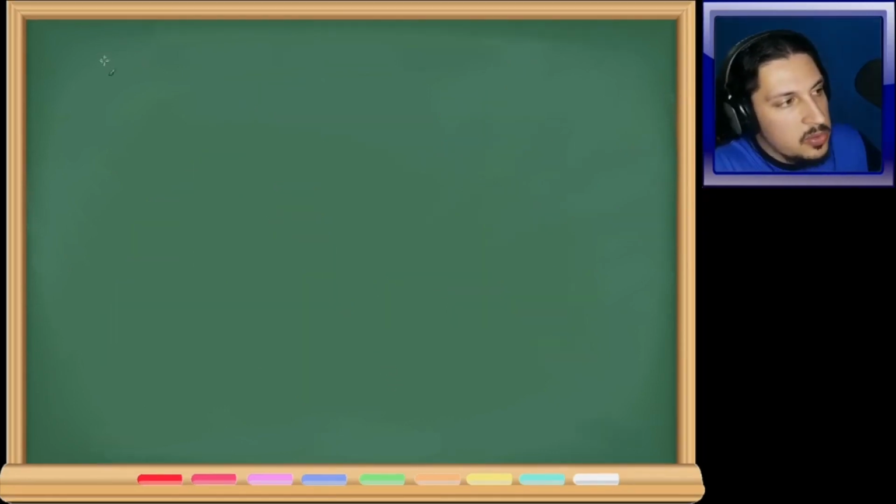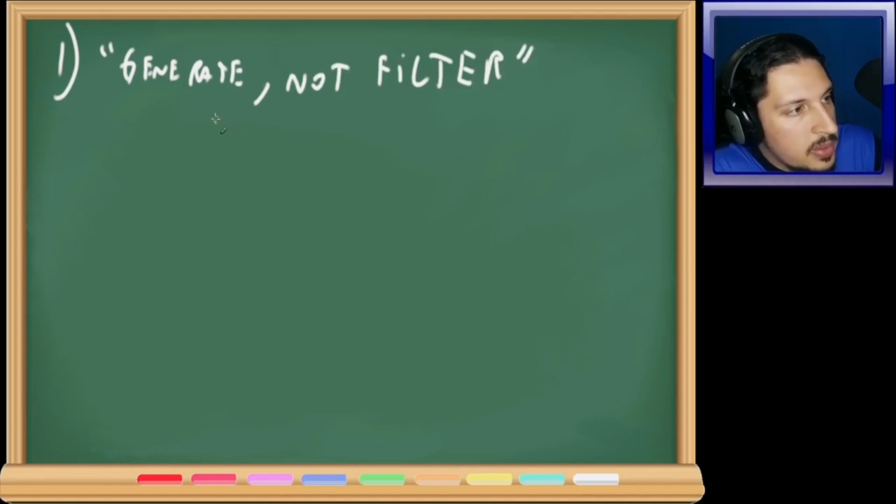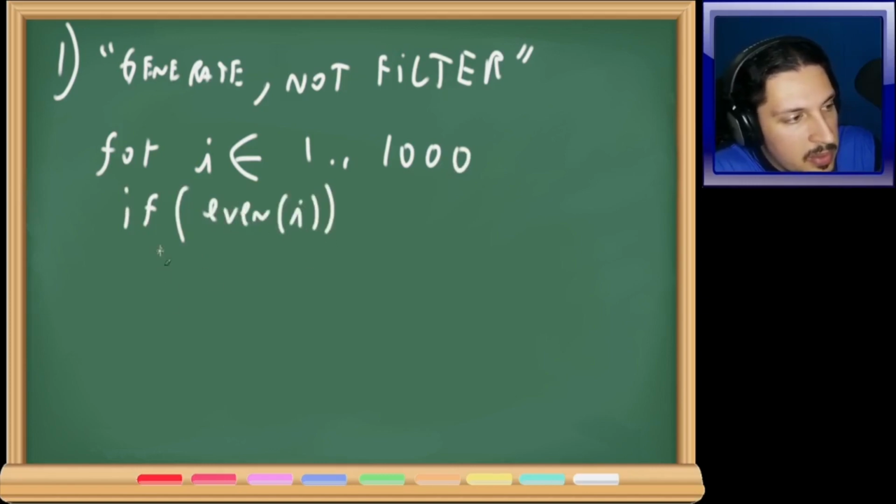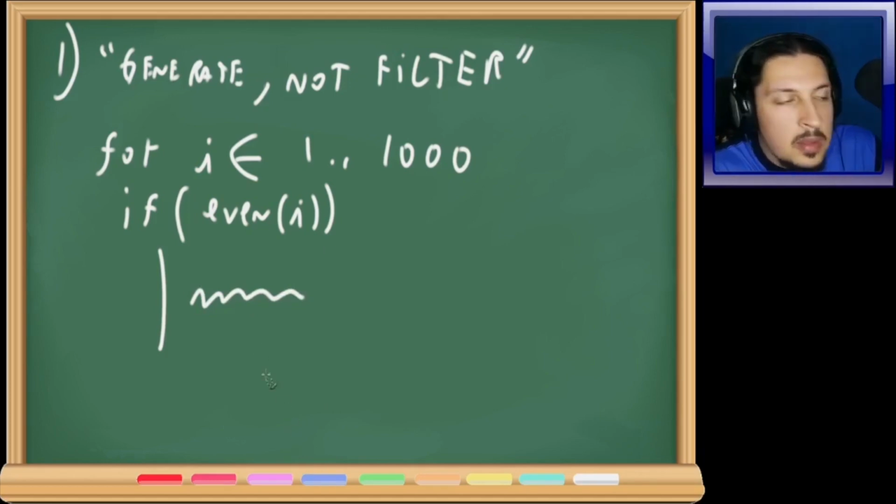Now, I want to mention two principles which are very common and used all the time. The first one can be summarized as generate, not filter. What does it mean to generate, not to filter? Well, let's say I want to go through all the even numbers from 1 to 1000. Well, to filter means saying, okay, let's go through all the numbers from 1 to 1000, and now let's filter the ones I'm interested in. If the number is even, then I can do whatever I want to do. But this is inefficient.